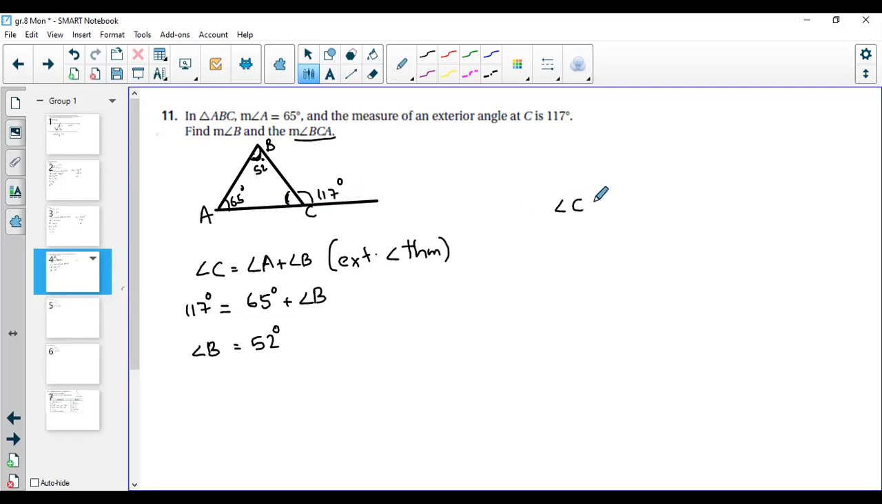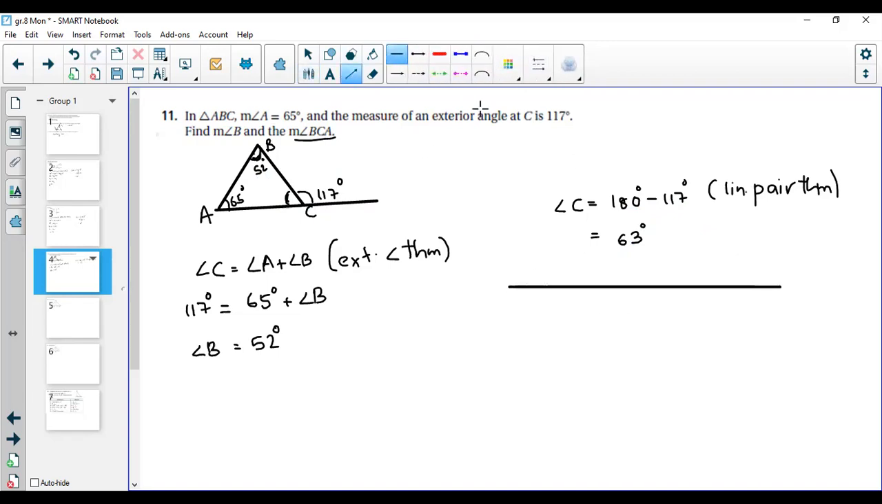So angle C is going to be equal to 180 minus 117. And why did we say this? Because of the linear pair theorem. If you remember, what is the linear pair theorem? The linear pair theorem says the two angles on a straight line add up to 180. That's what we have done here. So 180 minus 117 will give you 63 degrees. So angle C is going to be 63 degrees.